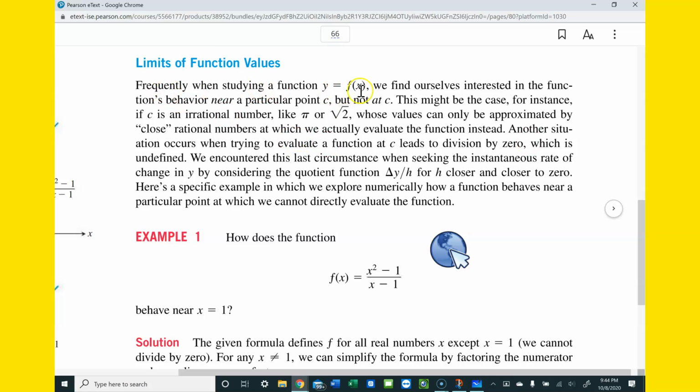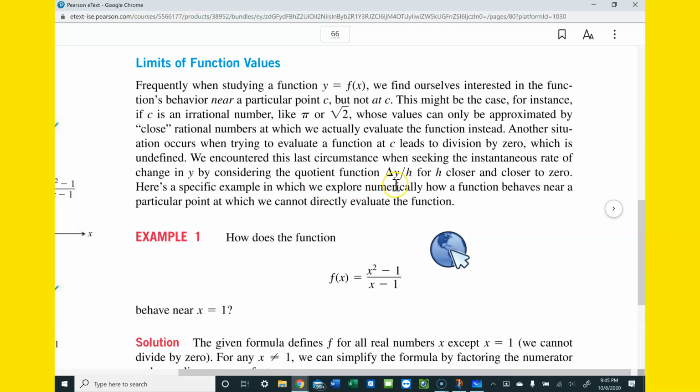Frequently when studying a function, f of x, we find ourselves interested in the function's behavior near a particular point c, but not necessarily at c. This might be the case, for instance, if c is an irrational number, like pi or the square root of 2, whose values can only be approximated as close rational numbers. Another situation is when we try to evaluate a function at c, but c leads to division by 0, which is undefined. We encountered this last circumstance when seeking the instantaneous rate of change in y by considering the quotient function delta y over h for h closer and closer to 0.